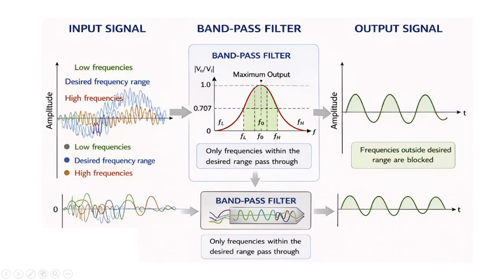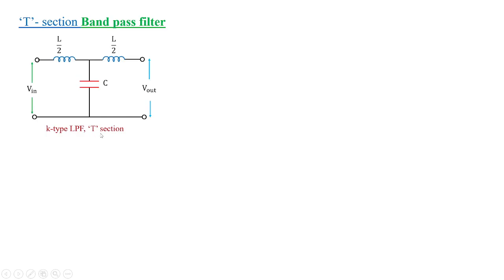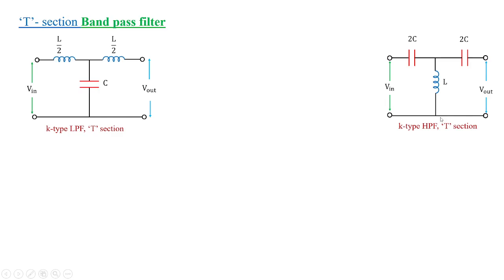Generally, we have a disturbed signal. In this disturbed signal, we are interested in taking out the signals ranging between the low cutoff frequency and the high cutoff frequency. That signal is taken as the output. Generally, it is designed with a T section low pass filter and a T section high pass filter. In the T section low pass filter you have L by 2, L by 2 and C, and in the high pass filter you have 2C, 2C and L, that is a T-shaped network. These two combinations will give us the band pass filter.